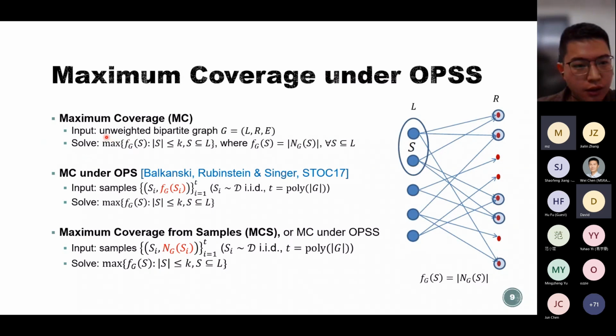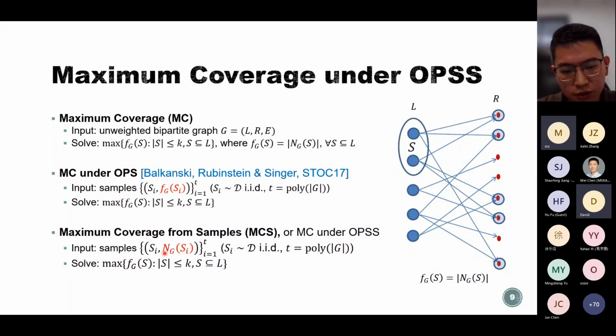We know that the input of the maximum coverage problem is an unweighted bipartite graph G, and it needs to optimize the coverage function f_G by selecting at most k nodes. But under the OPS model, the graph G is unknown. Instead, we have a set of samples (S_i, f_G(S_i)) as input. We need to use these inputs to solve the problem. In our OPSS model, we call it maximum coverage from samples, aka MCS. In our model, the graph is also unknown. Instead, we have a set of samples (S_i, N_G(S_i)). Here, N_G(S_i) means the neighborhood of S_i.